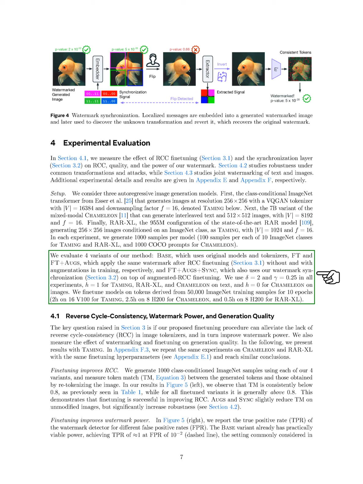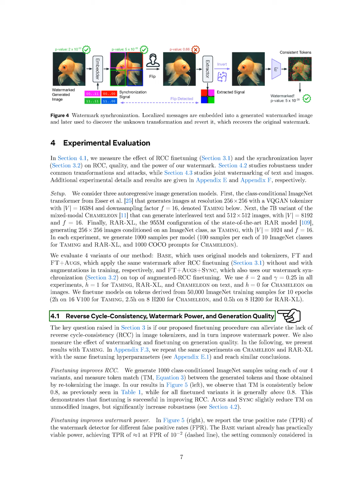We focus on whether our fine-tuning procedure can improve reverse cycle consistency, RCC, in image tokenizers and enhance watermark power. We present results using Taming and repeat similar experiments with Chameleon and RAR-XL, reaching comparable conclusions. Our findings show that fine-tuning improves RCC.